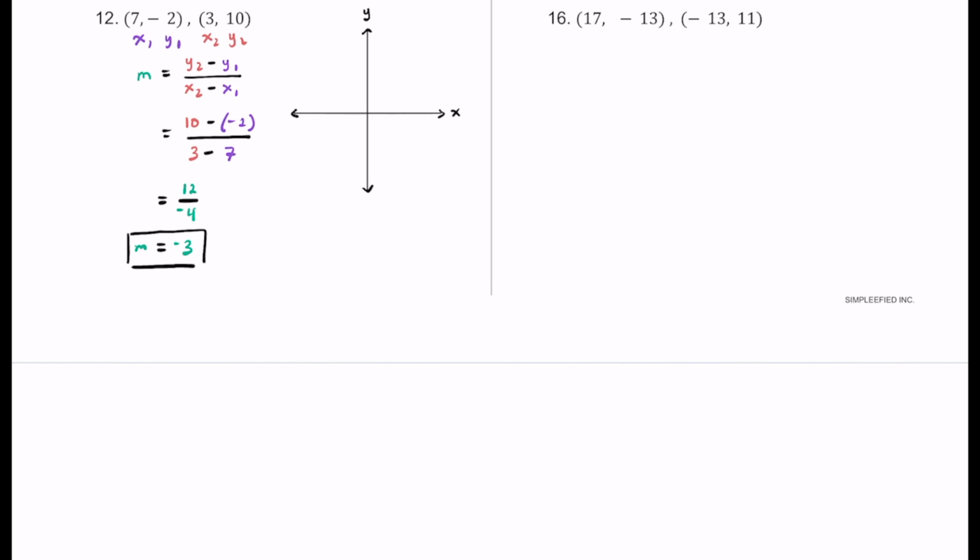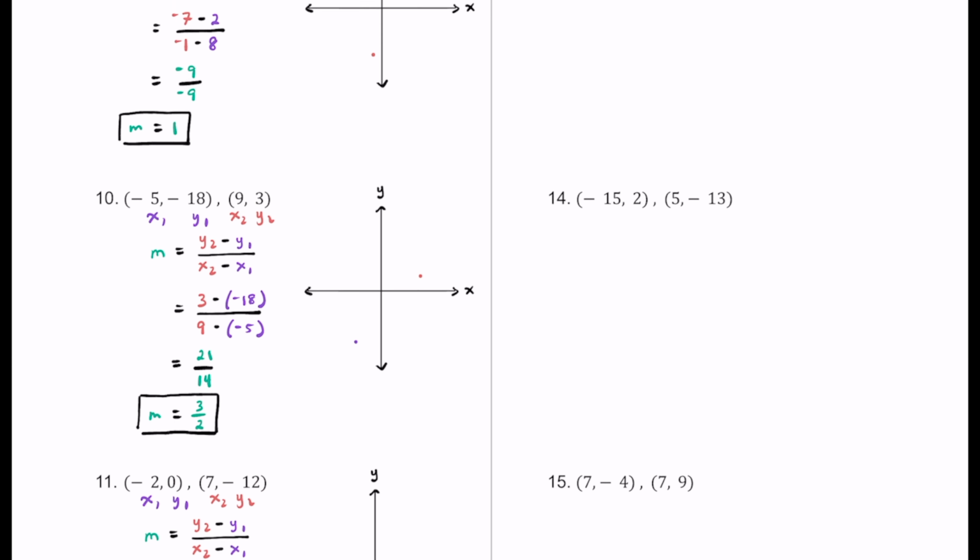This should be a pretty steep negative slope here. So if we plot this on a graph, 7 comma negative 2 would be maybe here in quadrant 4. And then this 3 comma 10 would be maybe up here in quadrant 1. And so it's a pretty steep downward movement if you go from this 3, 10 to the 7, -2.